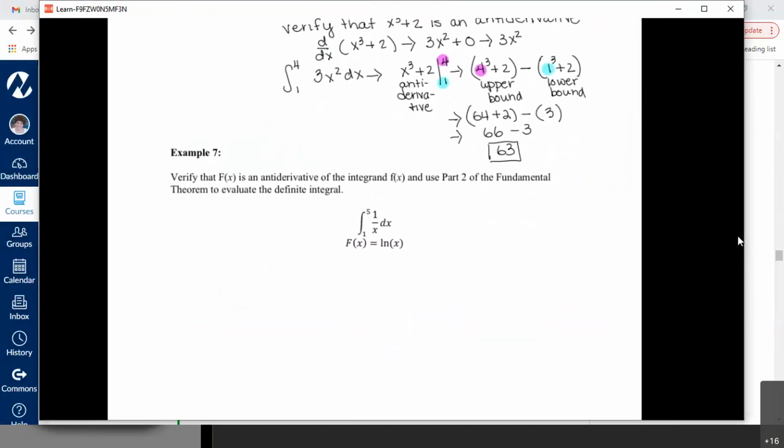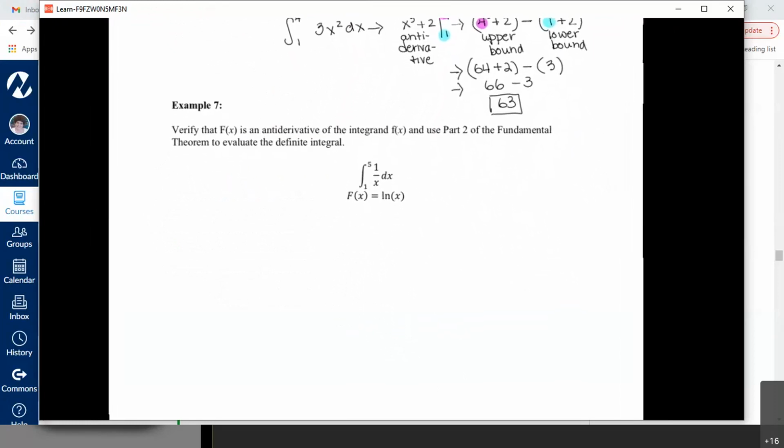Here's the last problem we'll talk about today. Verify that f of x is the antiderivative of the integrand, and use part 2 of the fundamental theorem. So, verify.